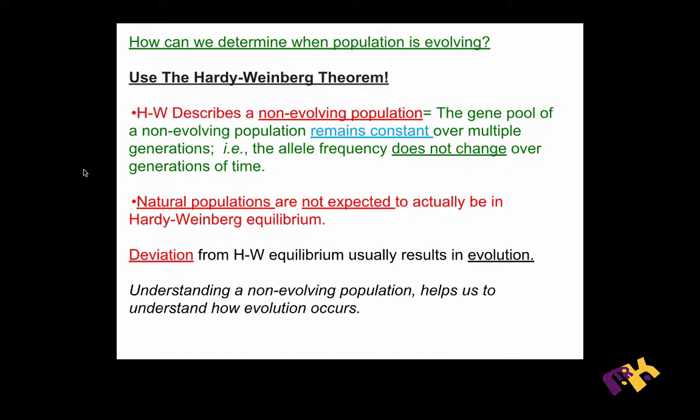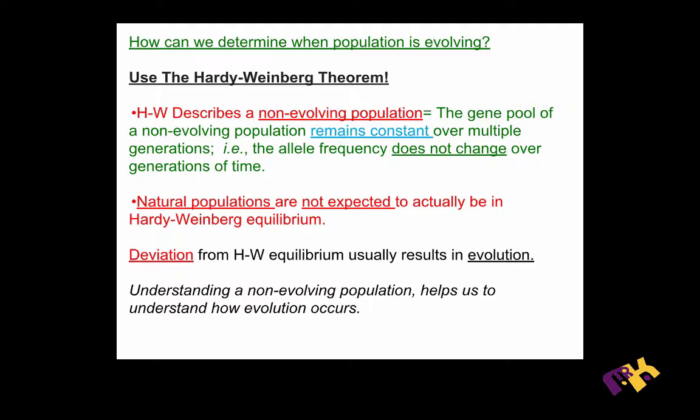So how can we determine when a population is actually evolving? Well, we use a theorem known as the Hardy-Weinberg theorem. Hardy-Weinberg works when you consider evolutionary pressures not to be present, right? So we can look at a non-evolving population where the gene pool remains constant over multiple generations. So the allele frequency does not change over generations of time.